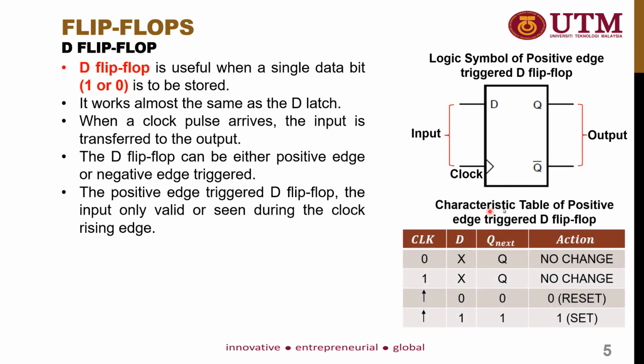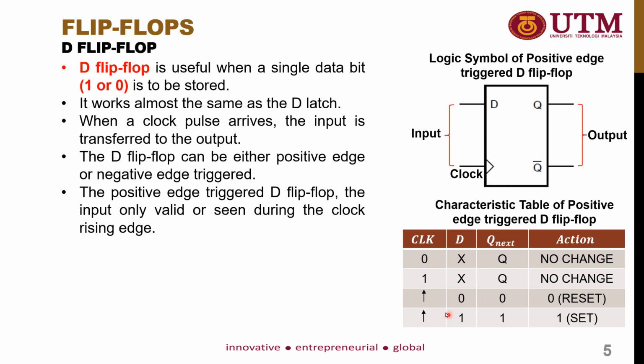So this is the characteristic table of the positive edge triggered D flip-flop. For the D flip-flop, if the clock is at 0 or 1, it doesn't matter what the value of D is, because the output will not change. So this is where the D flip-flop stores data.